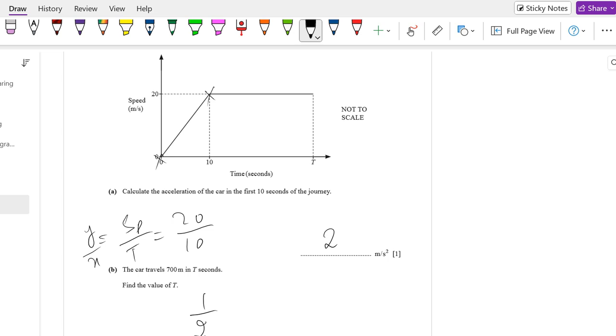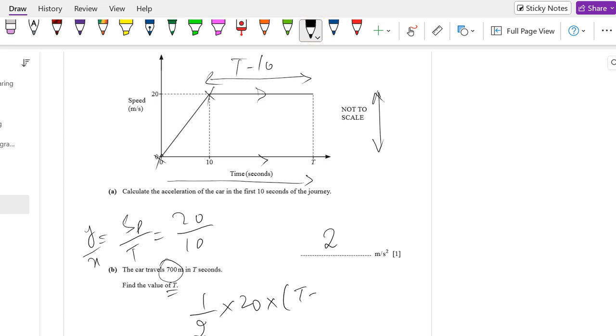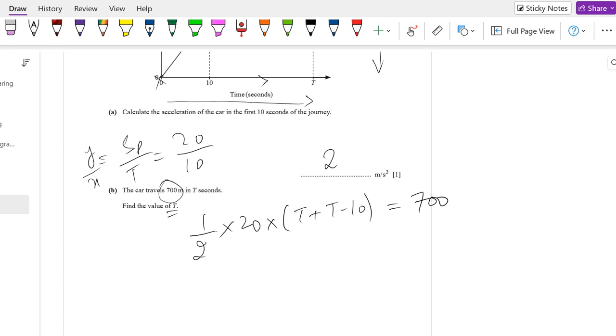No, we are given the area, we need to find t, so it should be going on the equal side. 1 by 2, this is the distance between the parallel sides, that is 20. Sum of parallel sides, this side should be t minus 10. This entire side is t. So a plus b, t plus t minus 10, and this all is equal to 700. Let's solve it.